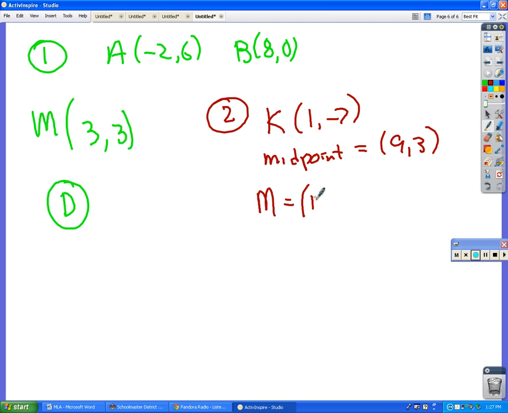17. Because I went 1 plus 8 to get to 9, so I have to go plus 8 more, which gets me at 17. How far away is 3 from -7? 10. -7 plus 10 is 3, so then I go 3 plus 10 and get 13. So the other point is 17, 13, which is B.